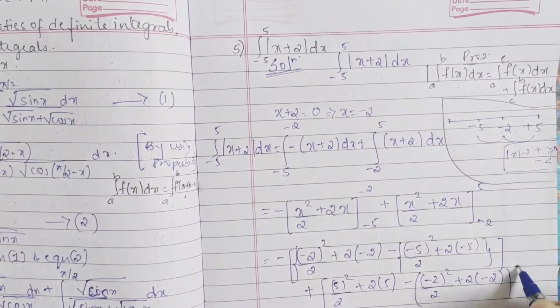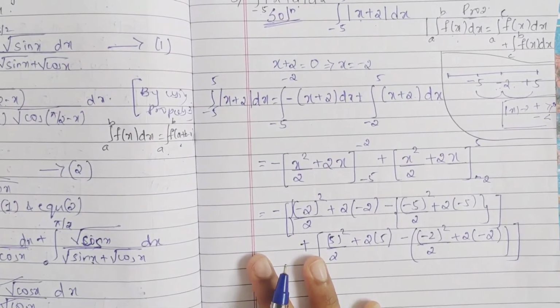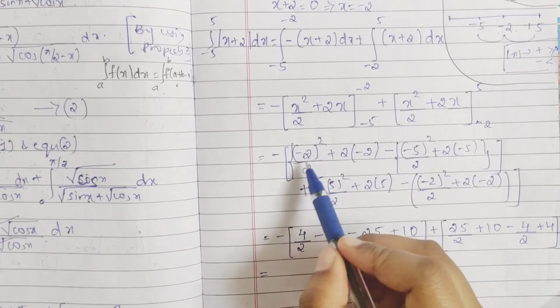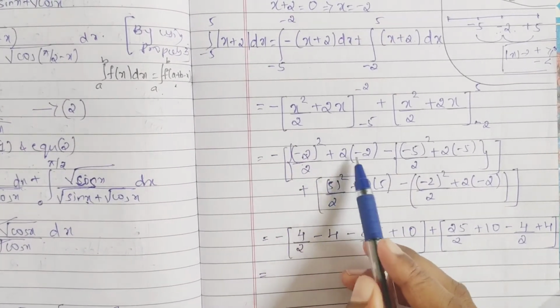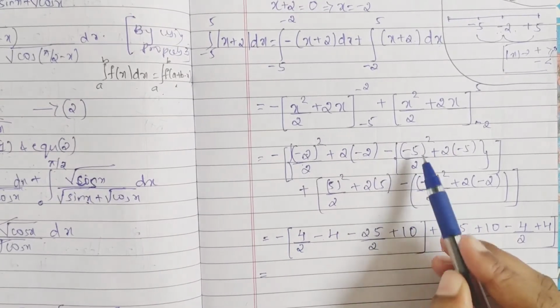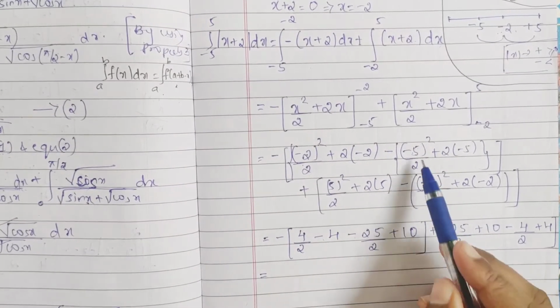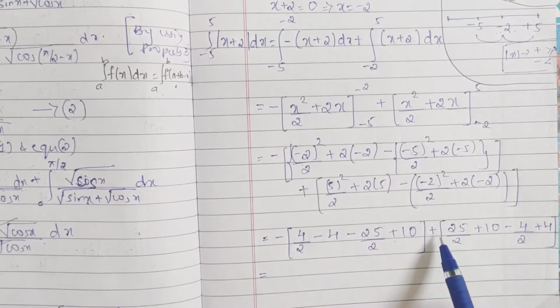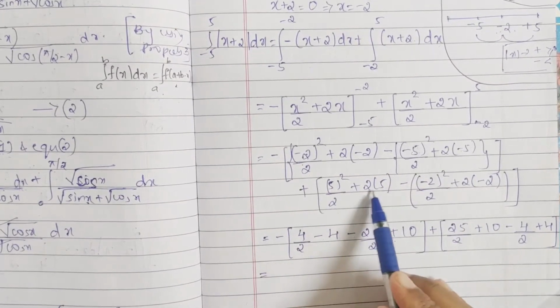So like this you will get. When you open it, minus 2 square divided by 2 is 4 by 2, plus into minus is minus. For this minus sign I have kept as it is. Again minus 5 square by 2, 5 square is 25. See 5 2s are 10, minus into minus plus 10. Same 5 square by 2, 25, 10.